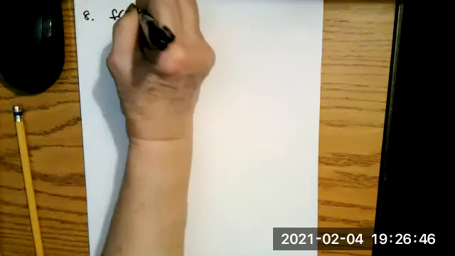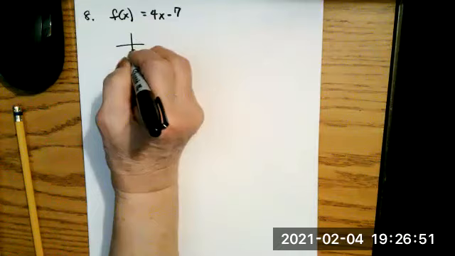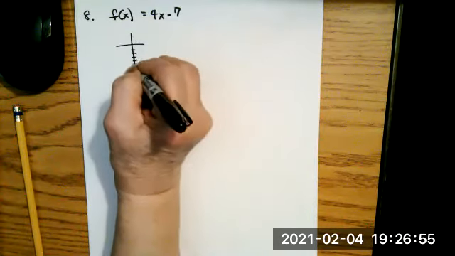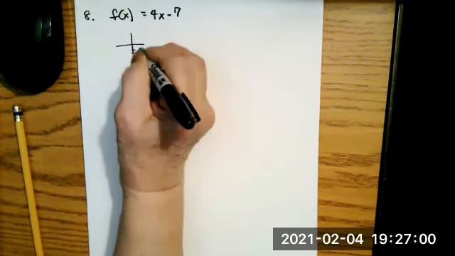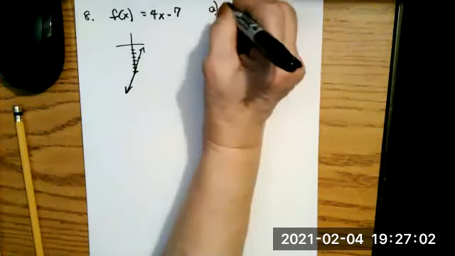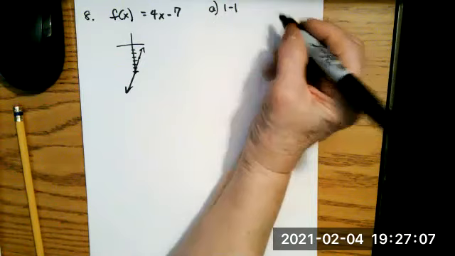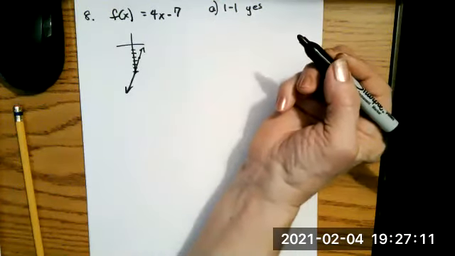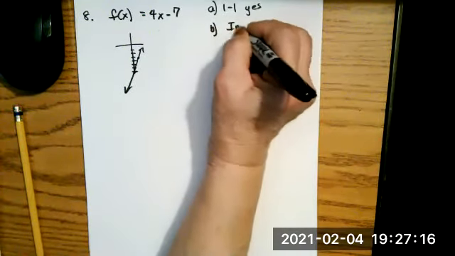Okay, let's do this. Number 8 is a line. f of x equals 4x minus 7. I'll just kind of show you where it goes. It's down here, 1, 2, 1, 2, 3, 4, 1. Kind of looks like that. Notice it's a line, so is it 1-to-1? Yes. Okay. And B, does it have an inverse?